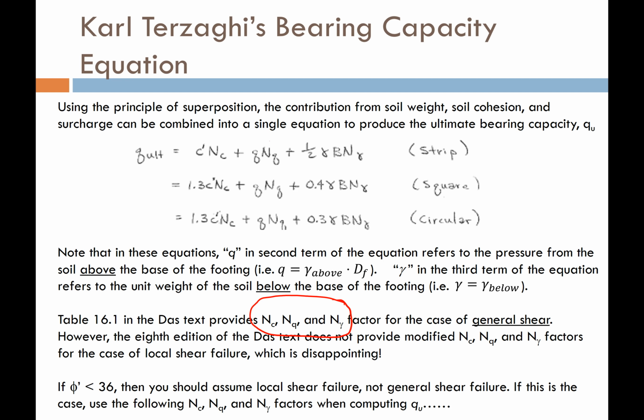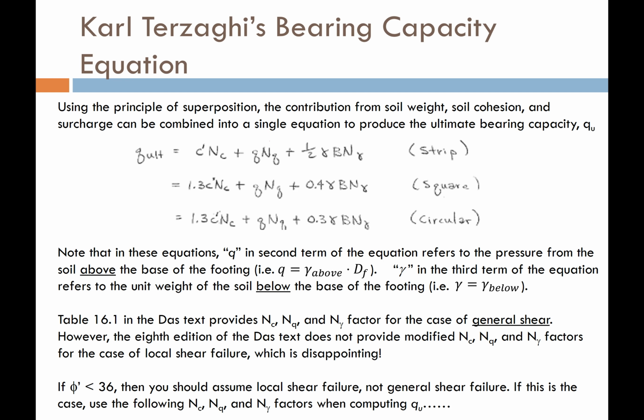Same thing. I have N sub C, N sub Q, N sub gamma. These are just the earth pressure coefficients to compute bearing capacity. Table 16.1 in the Das textbook will give you these factors for the case of general shear failure, something that you'd see in soils with a friction angle greater than about 36 degrees.